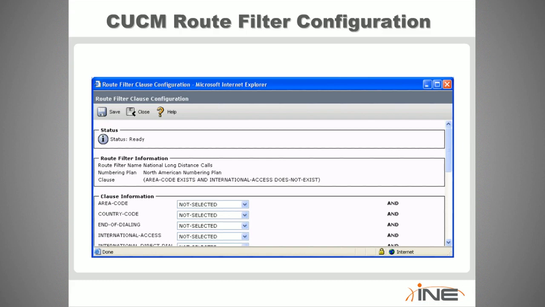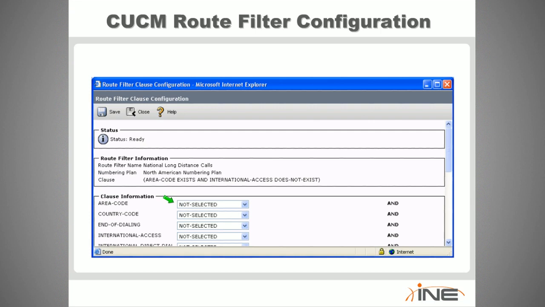Okay, so route filter configuration. Here we see just the beginning of it where we see area code. These are part of the clause. We see the route filter that's already been configured up here. The numbering plan is North America. We're talking about long distance calls, which is just what it's been named, and the clause is area code exists and international access does not exist. This is just part of the configuration.